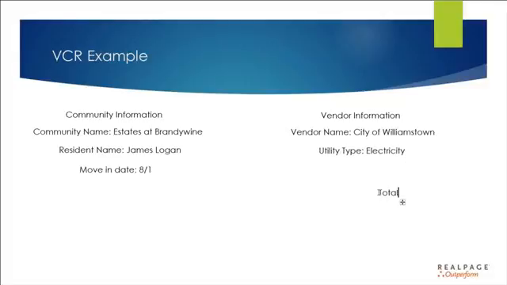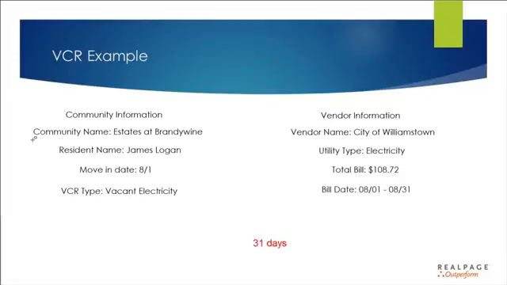The amount of the bill was $108.72. The dates of service were from August 1st to August 31st. Velocity takes the amount of the bill and determines a daily rate from this bill. In this case, the $108.72 bill has a 31-day cycle for a daily rate of $3.50, or 3.507.